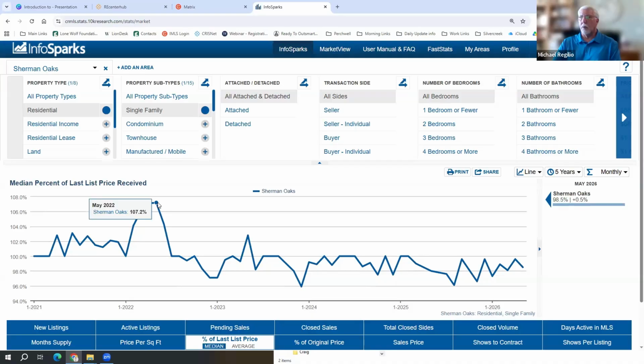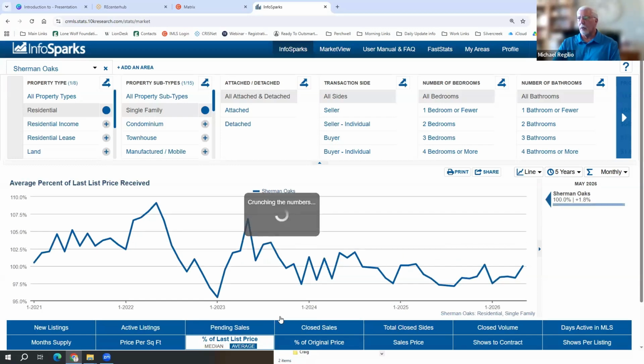In May of 22, we had 107%, but we went down to 95%. So sellers were taking about a 5% discount in December of 23, and about a 4% discount here. So they're selling close to the asking price.